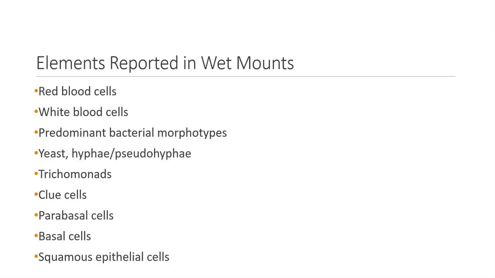So what elements are reported when they're seen in wet mounts? Red cells, white cells, the predominant bacterial morphotypes, for example, rods or cocci, whether yeast, hyphae, and pseudohyphae are present, trichomonads, clue cells, parabasal cells, basal cells, and squamous epithelial cells.